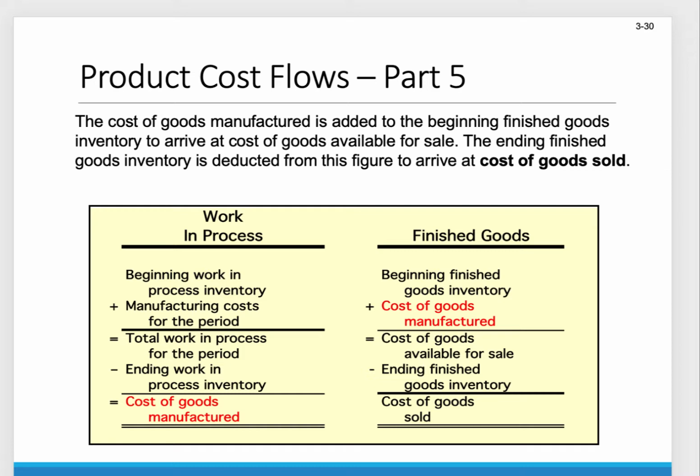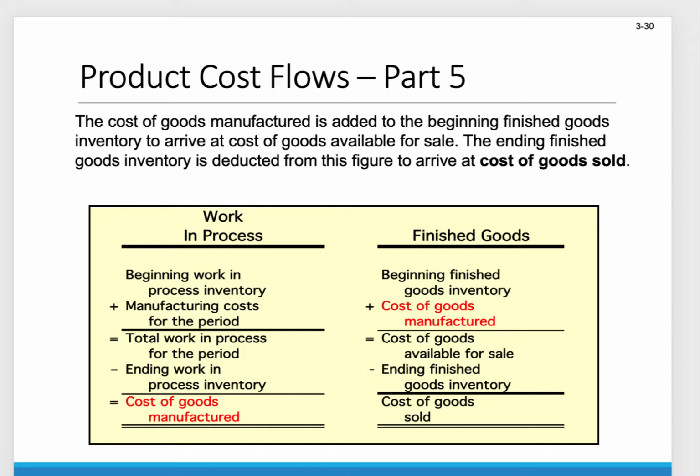We determined that our ending inventory balance is $10. So if we take 105 minus 10, that gives us $95. So that means that we sold $95 worth of finished goods. The cost of goods sold is $95 that flows from the balance sheet to the income statement. Okay, we will work on an example of this a little later.